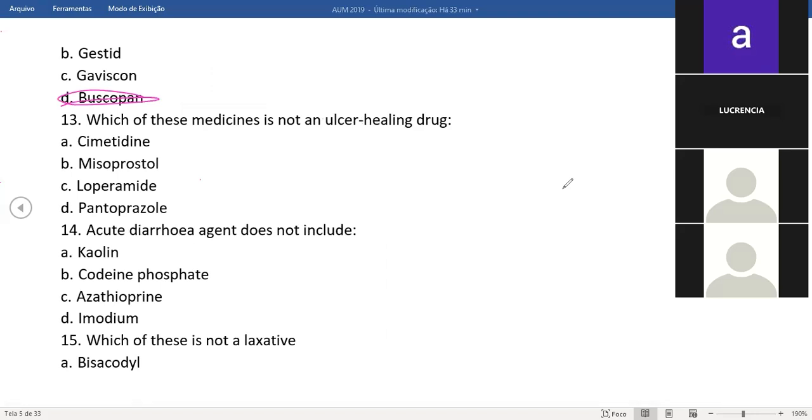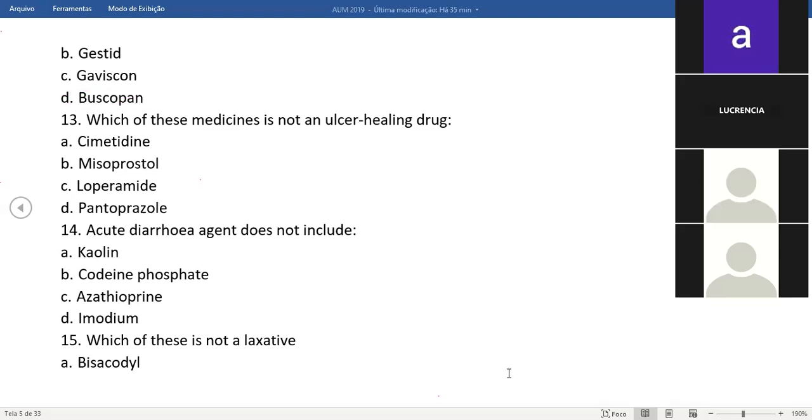Menstruation. Okay. Antispasmodic. It is used for menstrual pain. What's Buscopan used for? For abdominal cramps, for spasm. It is an antispasmodic.